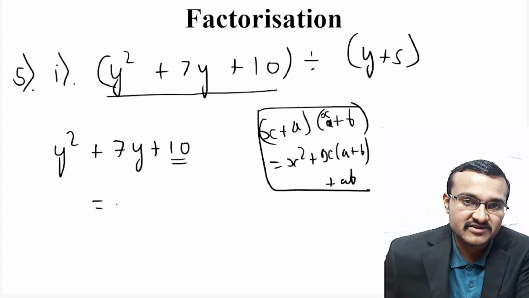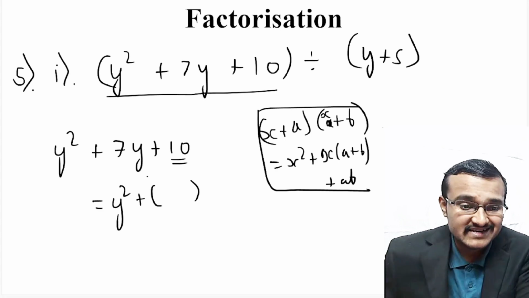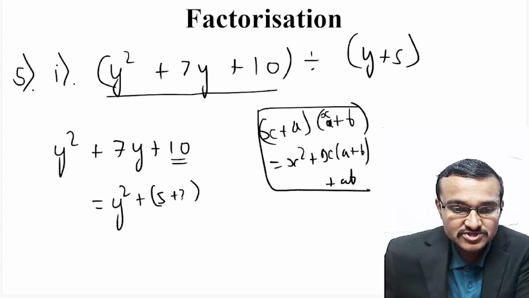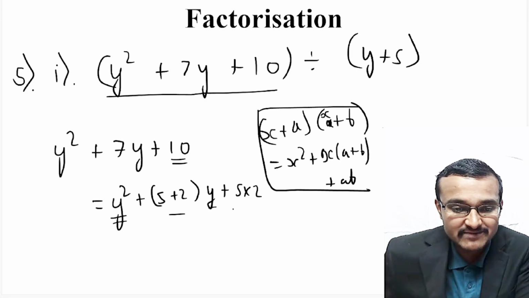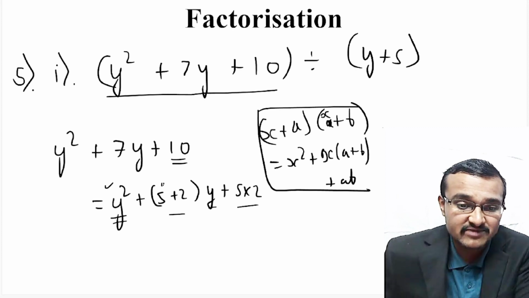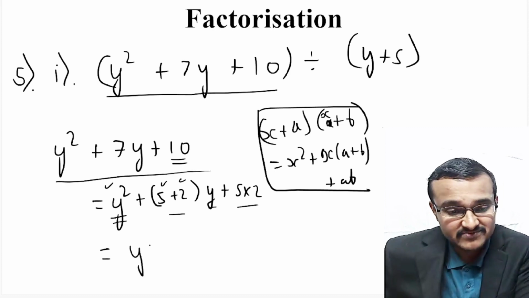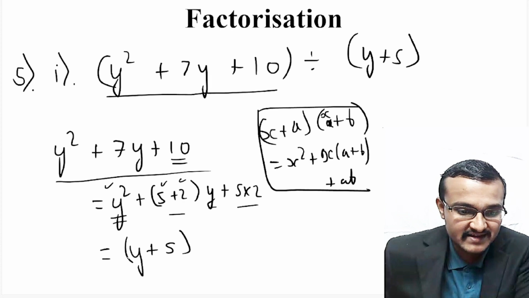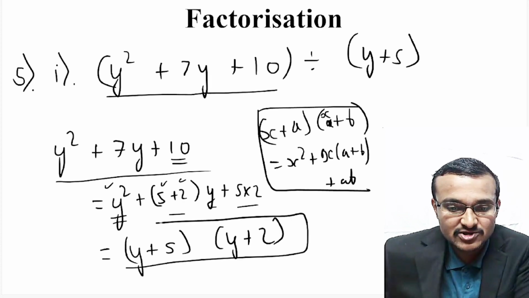So this y square plus 7y plus 10 can be written as y square plus 7 can be written as 5 plus 2 into y plus 10 can be written as 5 into 2. This is in the form of x square plus x into a plus b plus ab. Here in the place of x you have y, in the place of a and b you have 5 and 2. So this particular algebraic expression can be written as x plus a into x plus b form, that is actually y plus 5 into y plus 2. So this will be your numerator value.